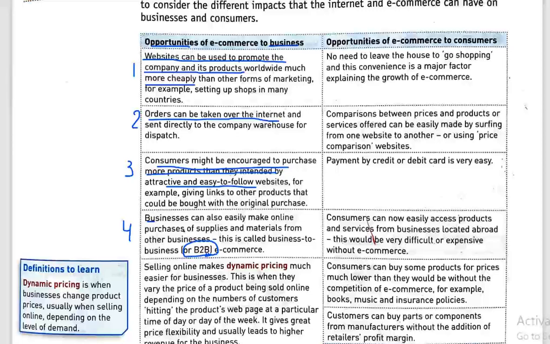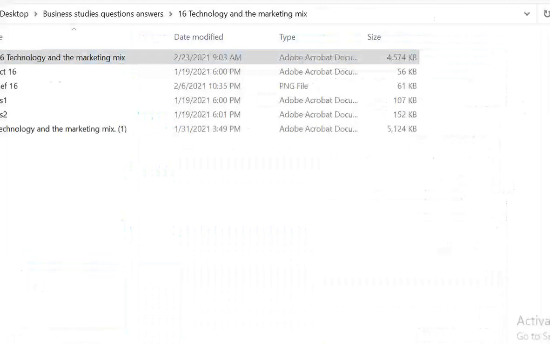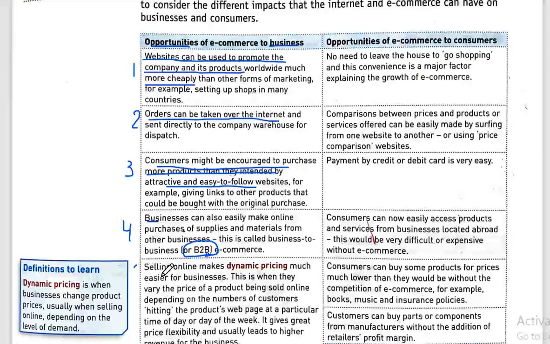Online, depending on the number of customers hitting the product's web page at a particular time of the day or of the week. So when I'm using the opportunities of e-commerce for the business, it's going to allow me to do dynamic pricing. Dynamic pricing is just changing the prices based on the level of demand of the customers for the product. Because I'm selling online, it's going to allow me to know the number of products sold of the specific product X or product Y.